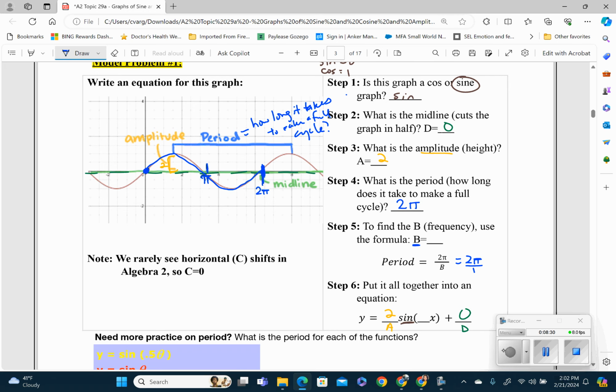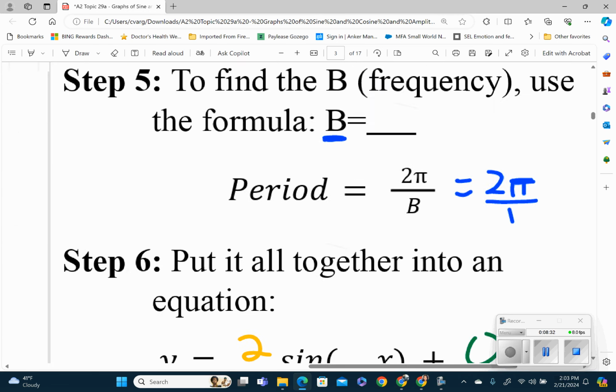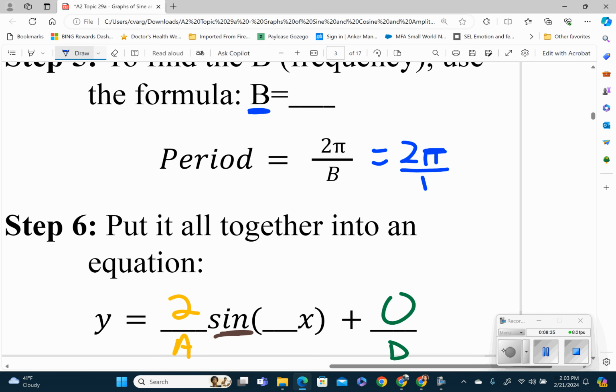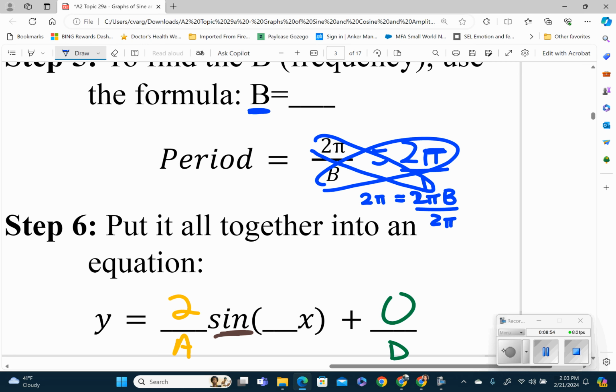Okay. So now here, let's refresh our memory about how to solve this. Whenever I am looking for my B, I'm going to cross multiply here. All right. So 2 pi times 1 is 2 pi, is equal to 2 pi times B, which is 2 pi B. Okay, I want to get the B by itself. Let's divide both sides by 2 pi. This cancels out, and 2 pi divided by 2 pi is equal to 1. So that means that my B is equal to 1. I figured this out. All right, so B is equal to 1.